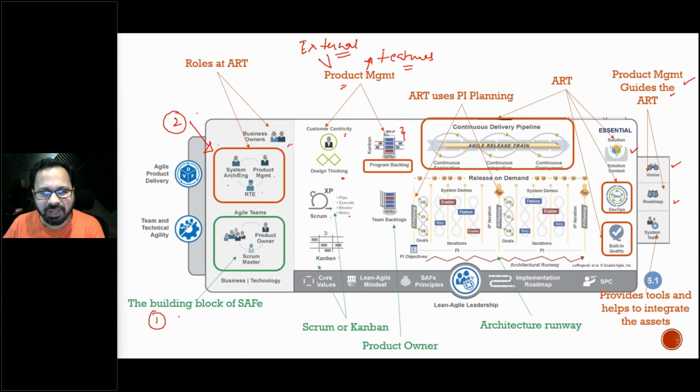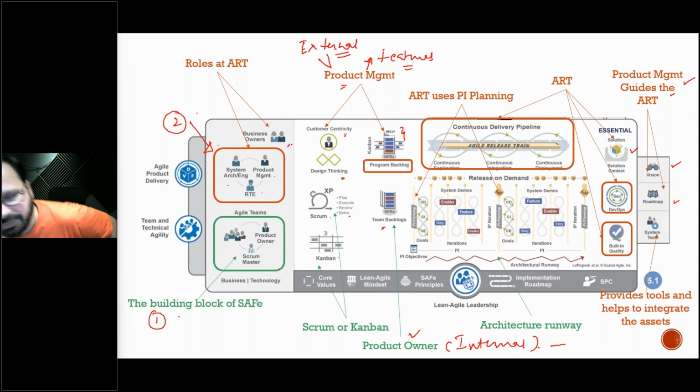Right? Okay. The product owner who is at the team level is an integral part of the team, and this guy is an internal facing role or the team facing role, right? And he collaborates with the product management and comes up with the team backlog. He also works with the team to identify the stories or refine the stories the way it is explained in the Scrum, okay, and they put in the team backlog, right? So that is what happens here.